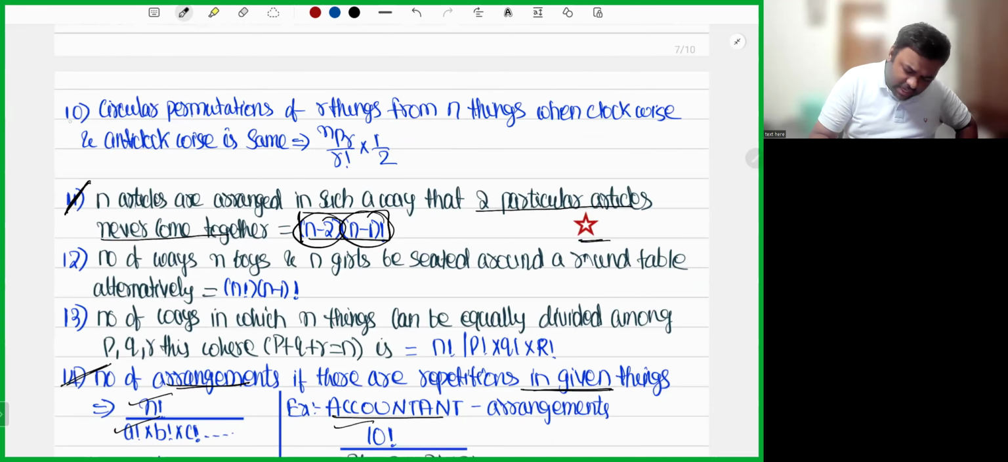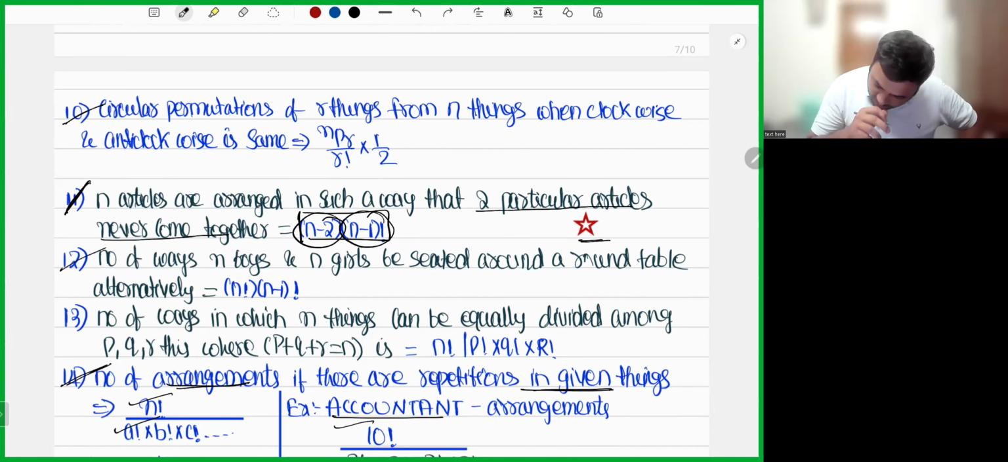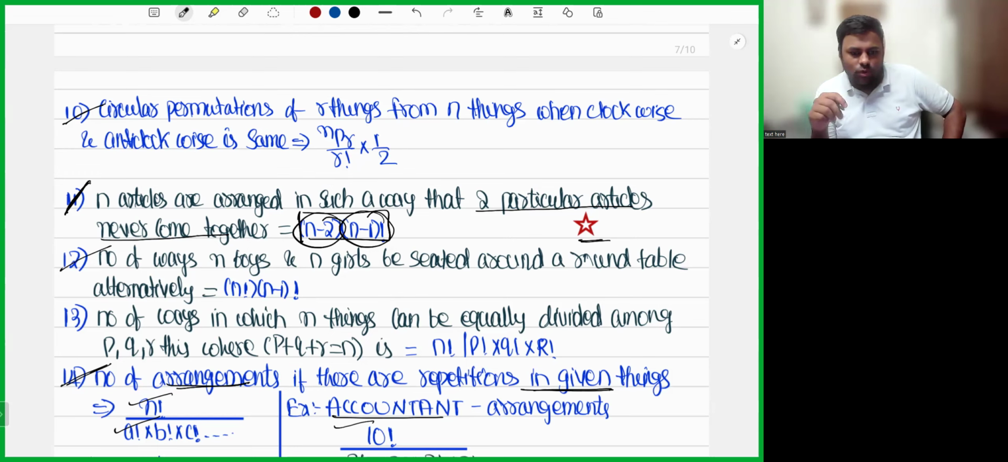The 10th one is the same as the 9th point. The 10th point I said: number of R things taken from N things is NPR by R factorial. If you want to form a circle, clockwise and anti-clockwise is the same, so you'll divide by 2. Okay. Not that important. Next. Number of ways N boys and N girls can be seated in a round table alternately. Just now we have done 6 boys and 6 women. That 6 women will not sit together. So you arrange your boys, in between them you arrange your girls. That's the same thing.